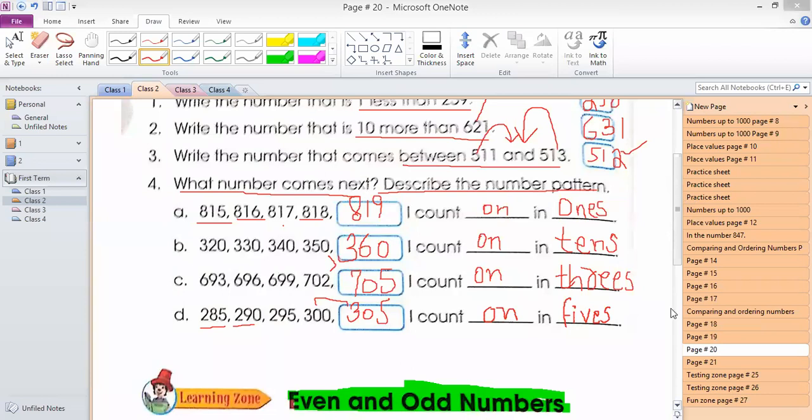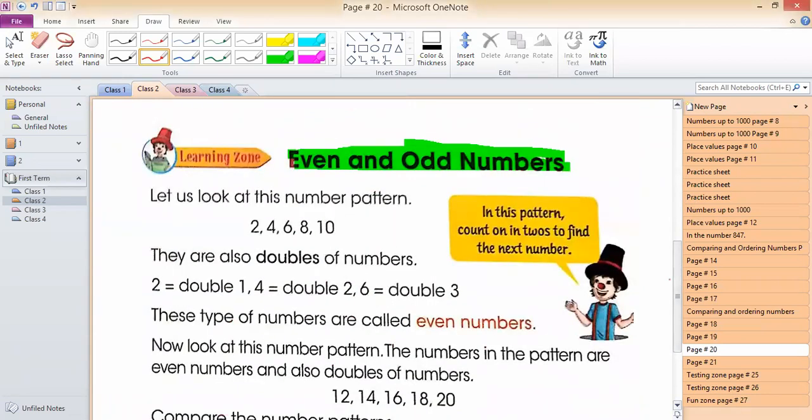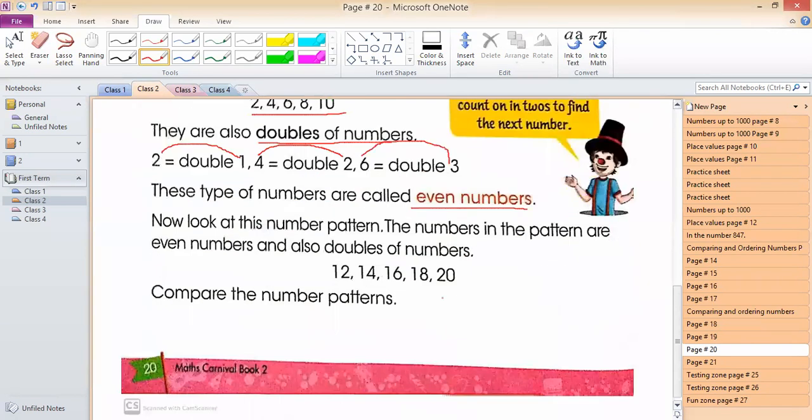That's very good. The next topic is even numbers and odd numbers. First I am reading this, then I will explain to you. Let us look at this number pattern: 2, 4, 6, 8, 10. They are also double of the numbers. Like 2 is the double of 1, 4 is the double of 2, 6 is the double of 3. These types of numbers are called even numbers.